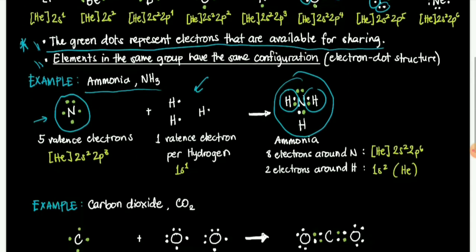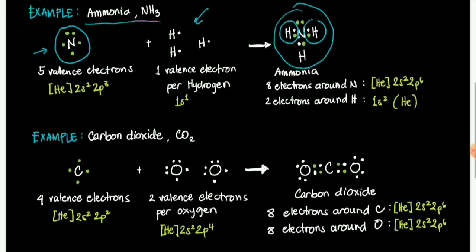Okay? So, another example, yung carbon dioxide. So, again, merong 4 na electrons yung carbon na ready for sharing. Tapos, yung oxygen ay may tig-dalawang electrons na ready for sharing. So, each oxygen will donate 2 electrons dun sa carbon.